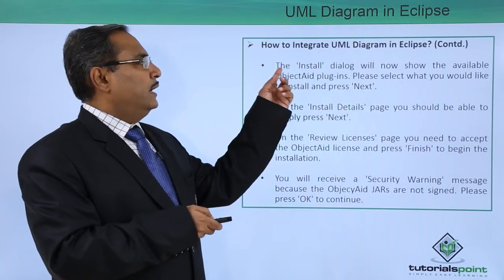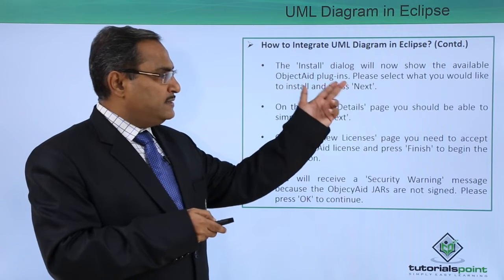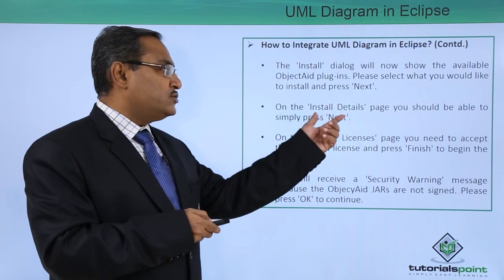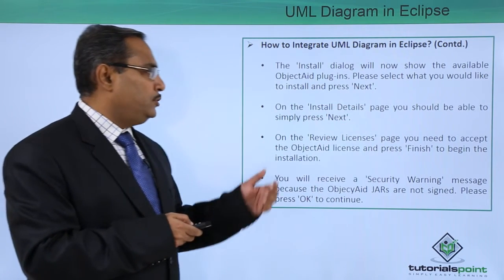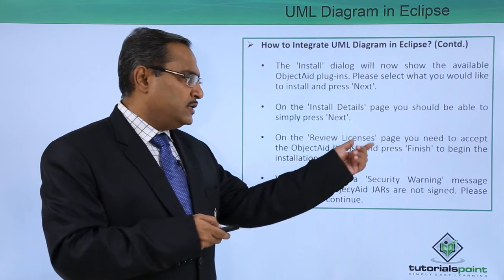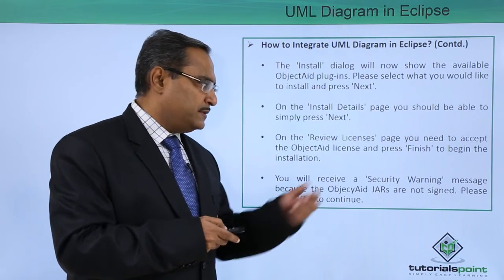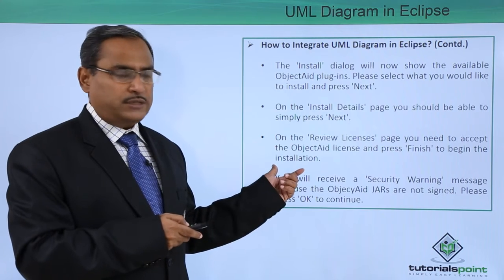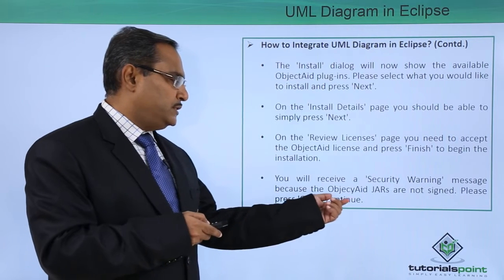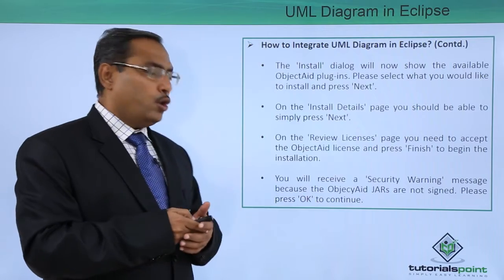The next step is that the install dialog will now show the available ObjectAid plugins. Please select what you would like to install and press Next. On the install details page, you should be able to simply press the Next button, and on the review licenses page, you need to accept the ObjectAid license and press Finish to begin the installation process. You will receive a security warning message because the ObjectAid jars are not signed. Please press OK to continue.